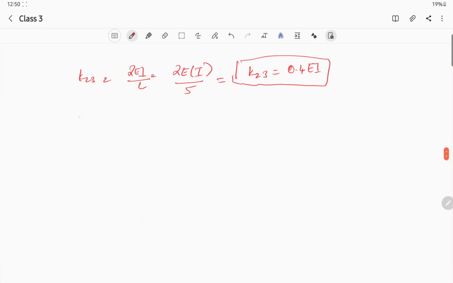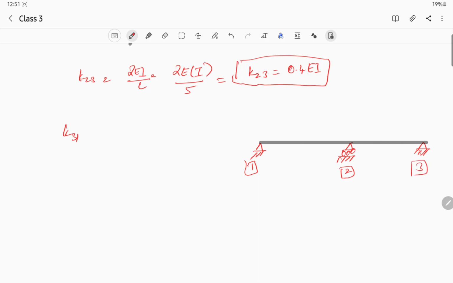Now we'll go for K31. To calculate K31, we'll draw our beam again like this. This is the support we have there. This is the roller support we have, and along with that we have a hinge support again like this. So this is my node 1. Nodes will be the same, isn't it? So this is node 3.